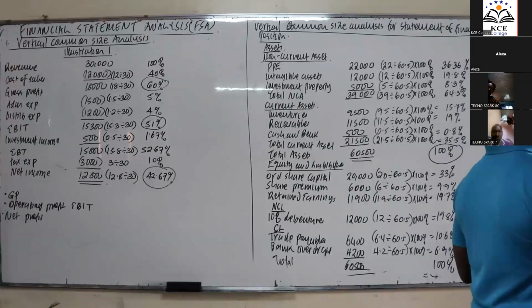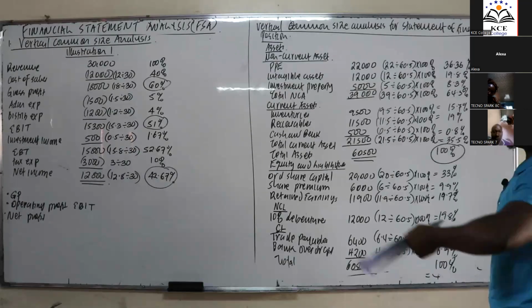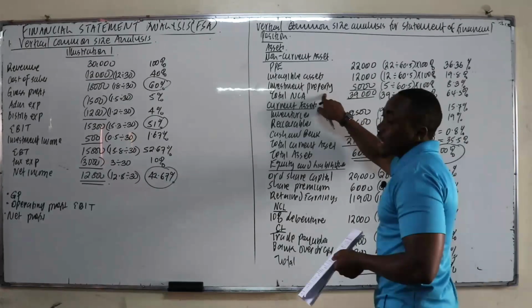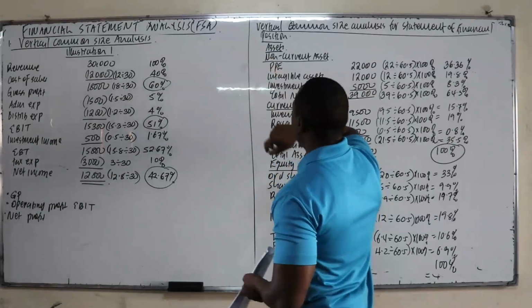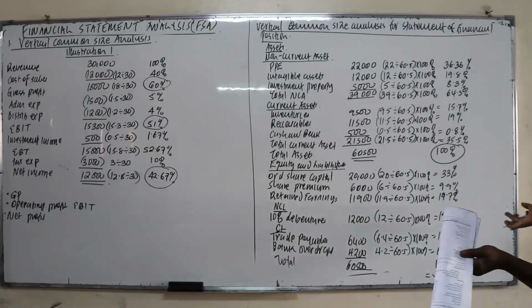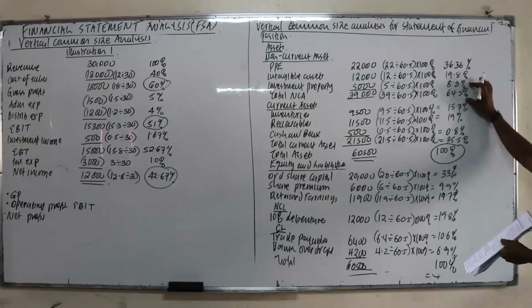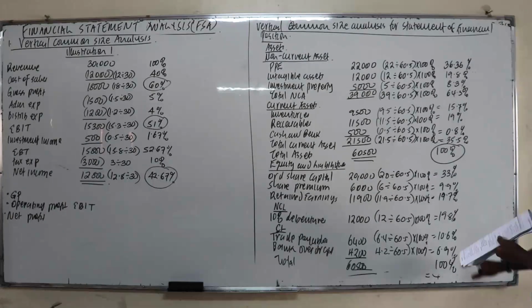Then we have investment property. What is investment property? Investment property refers to assets held to earn rental income or for capital appreciation. They are not used for day-to-day operations. For example, if a company has land which is held for future use, that's what we call investment property. Or in case they have a building which they are renting out, that's also investment property. But if they have an asset they are using, that's part of PPE. So for the investment property, they have invested 8.3% of the total assets. Also, you can say that the non-current assets represent 64.5% of the total assets.